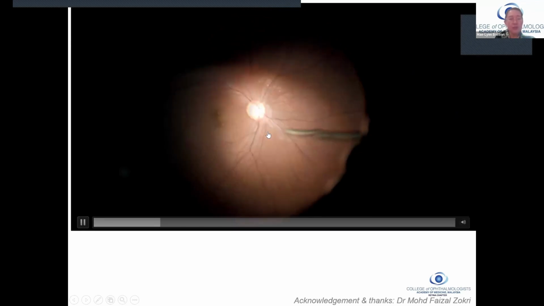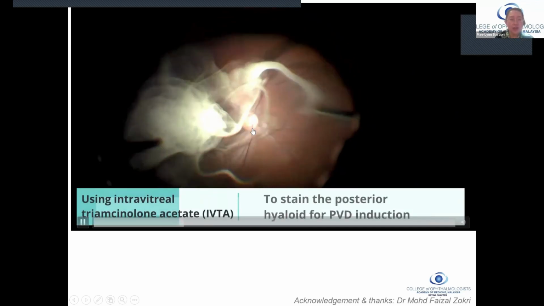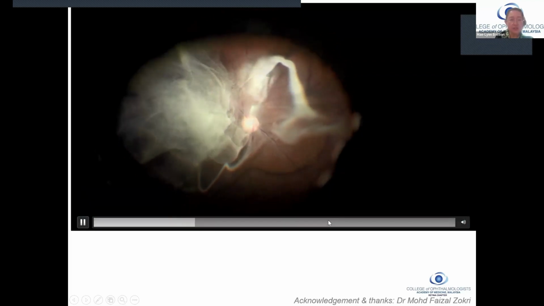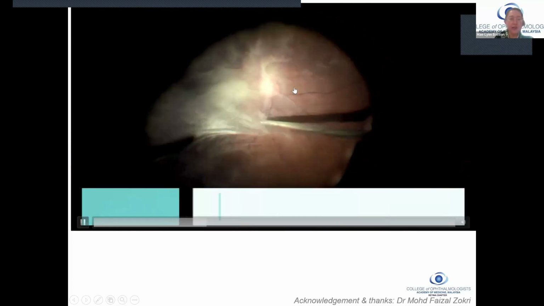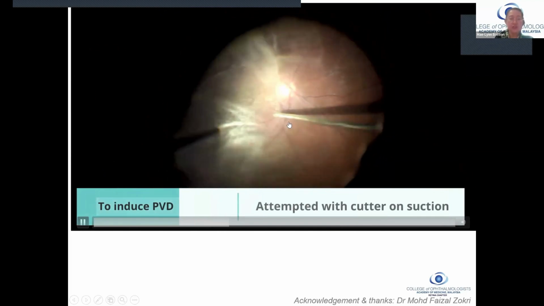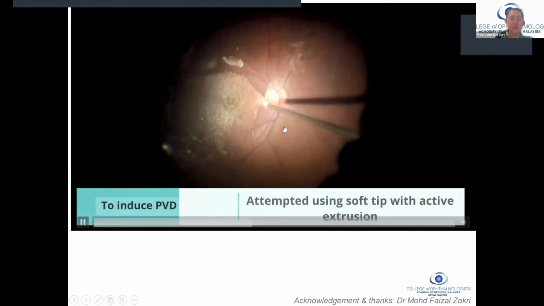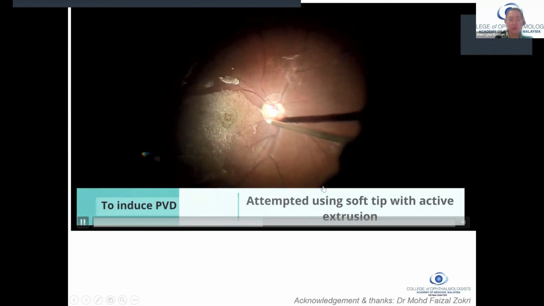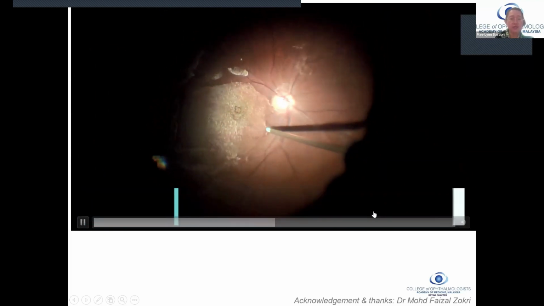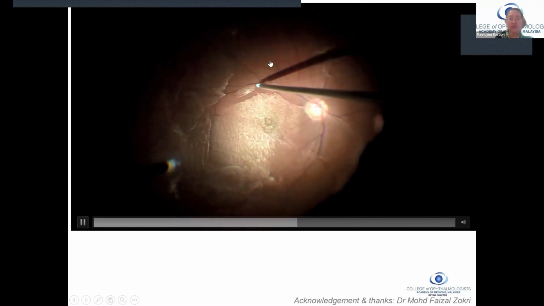So this is what we normally do. We put our cutter on simple suction, and we start at the optic disc, going along the vessels outwards. We use IVTA, in this case diluted to perhaps 40% of the original concentration, to stain the posterior vitreous, and then we repeat the procedure with the cutter on suction, and we can also try a soft tip with active extrusion. Other methods include usage of forceps, ILM forceps, to try and pick up the edge.